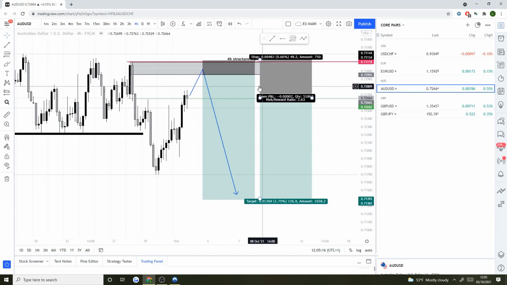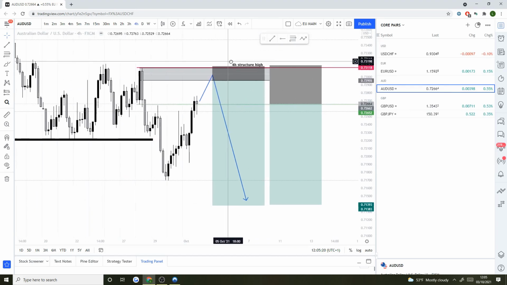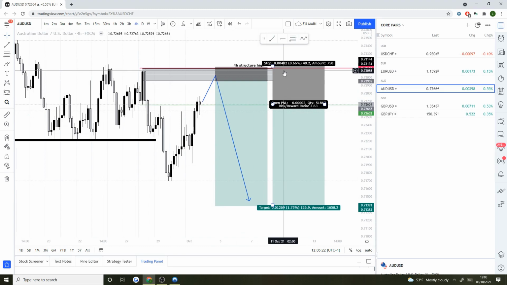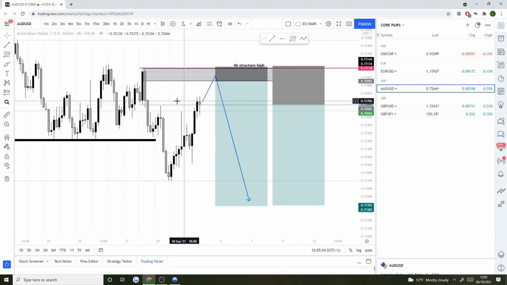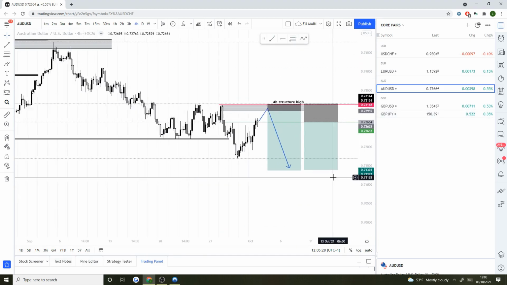Now keep in mind, I won't be using these stop losses myself. I'll be looking for entries on the lower time frames like I've discussed in one of my previous videos, but this is just a visualization of what I'm looking for on the charts. So that's AU.